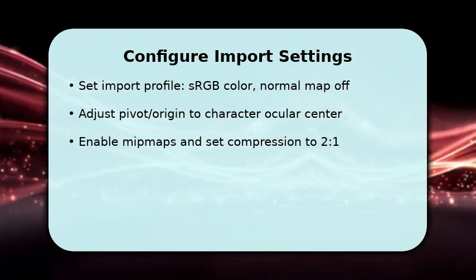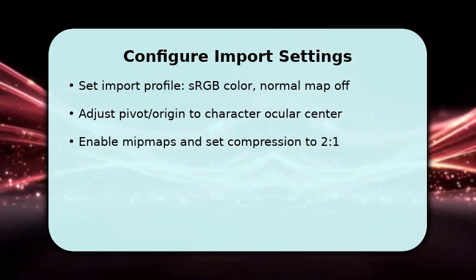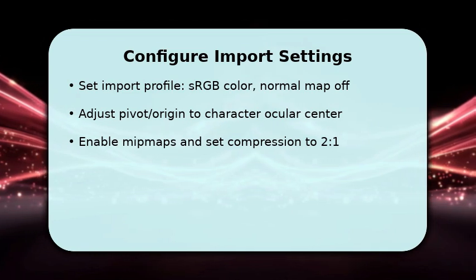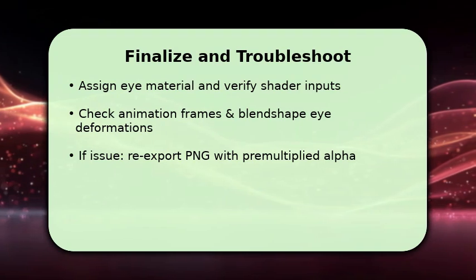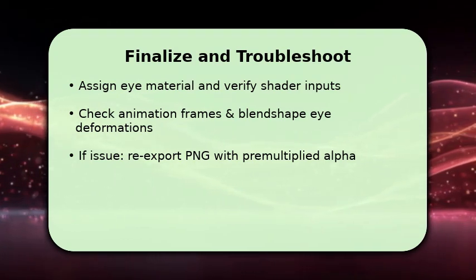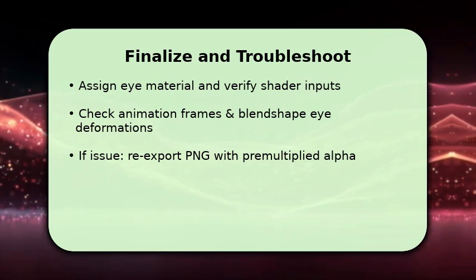Finally, run a quick import test with one eye texture, so you can iterate faster if alignment or shading looks off. To finish, assign the imported textures to the eye material and verify shader inputs such as iris mask, gloss map, and specular intensity. This controls reflections and wetness.